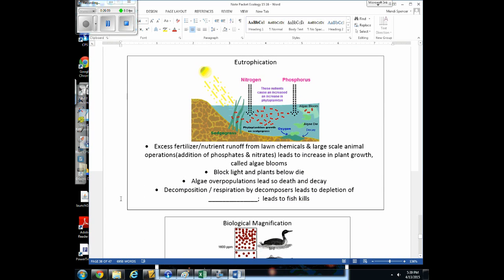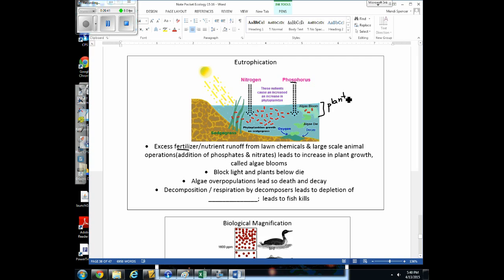We've already talked about eutrophication, and again, we were talking about it when we were talking about the nitrogen cycle and the phosphorus cycle, because these are elements that lead to increased plant growth. Whenever we put down fertilizers on our yards, whenever we have large-scale animal operations, so think of chicken farms and pig farms, that waste, when it rains, runs off into freshwater ecosystems. And so it causes algae, which is a plant, to increase in population.